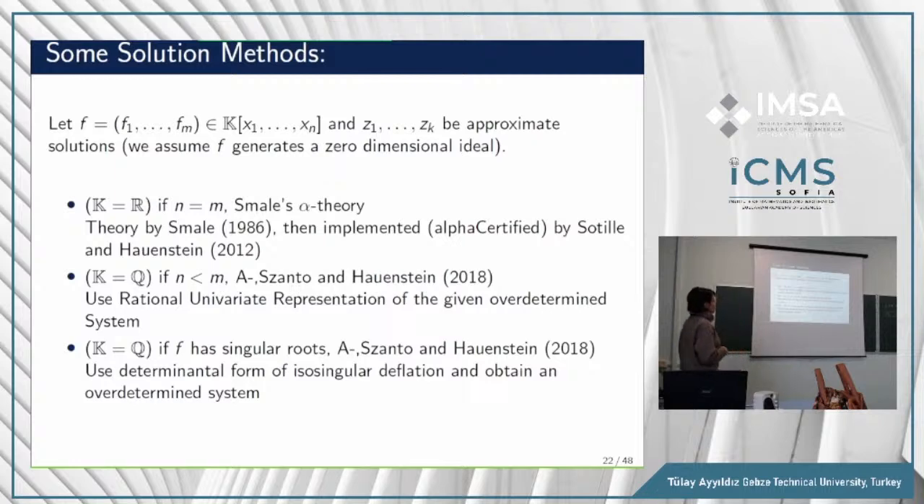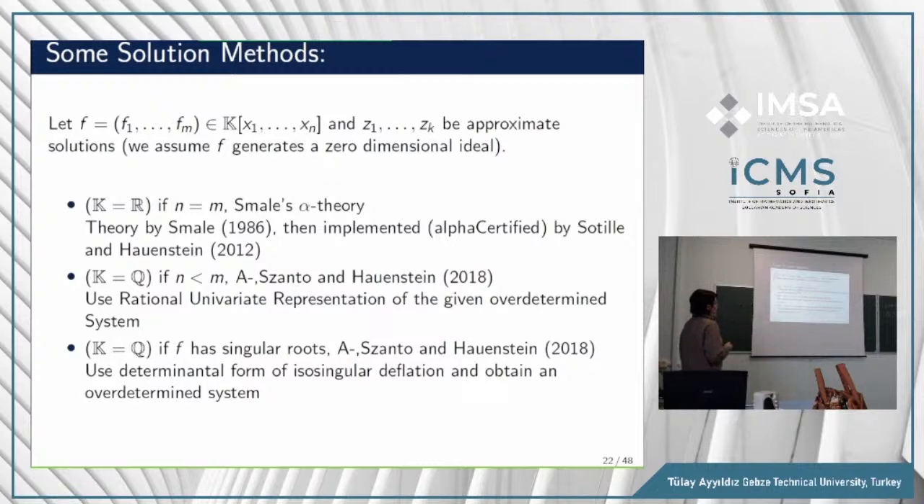But this method, Smale's alpha theory, is based on the Newton method. Newton's method is an iterative method, and with each iteration you get closer to the root. So it's a very numerical method, but they use some other theories to certify the roots of polynomial systems. And their theory in 2012 is actually a very improved version of alpha theory, but it's based on the Newton method.